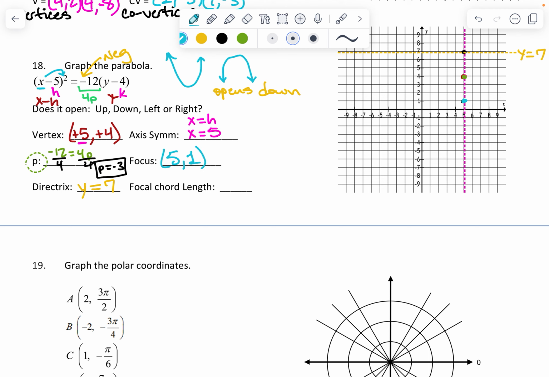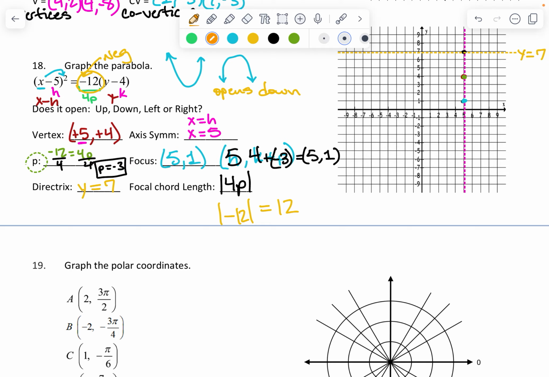And if you're using your notes, you could still calculate the focus. It says it's h, comma, k plus p. And so if you use your h, that's 5. Your k is 4. And if you added p, which is -3, it would give you 5, 1 anyway. So you can either get there by graphing it out and plotting the points, or you can get there mathematically too. And then lastly, we've got our focal chord length, which is the absolute value of 4p. So we know that 4p is -12, so it'd be the absolute value of -12, which is just 12.